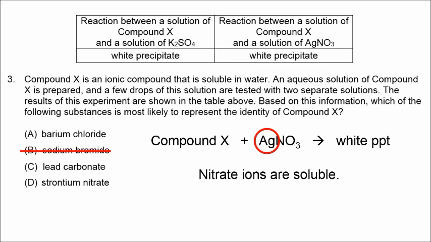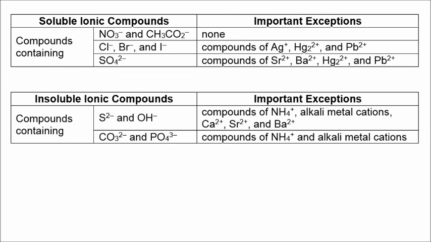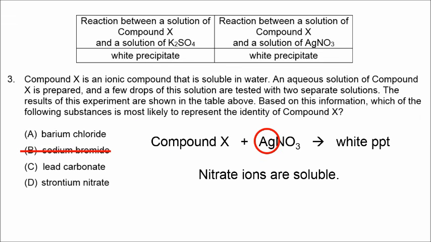So we have potentially a precipitate with silver chloride or bromide or iodide, silver sulfide, hydroxide, carbonate, and phosphate. So let's take a look at, could it be silver chloride? Yes. Could it be silver carbonate? Yes. But it could not be silver nitrate. So we can eliminate choice D. Now we have to remember that compound X is an ionic compound that is soluble in water. Lead carbonate is insoluble in water. So the correct answer for number 3 is A.